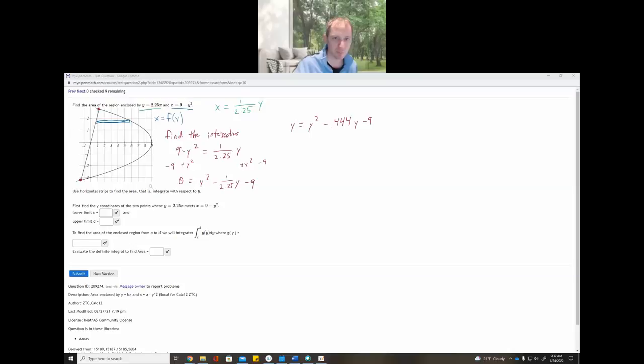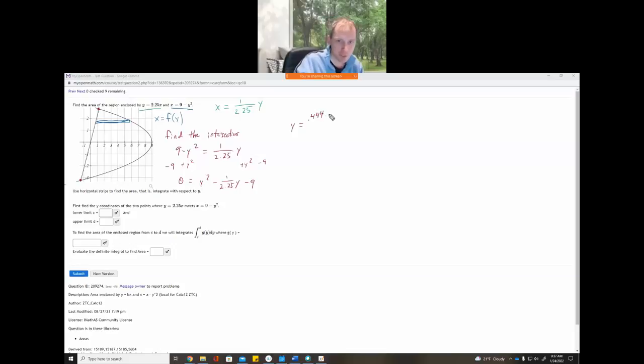Oops, y equals y, that doesn't make sense. Okay, so I'm writing the quadratic formula here. So I want the opposite of b. This value is 0.4 repeating, right? So I want the opposite of negative 0.4 repeating, so I'm going to get 0.444.